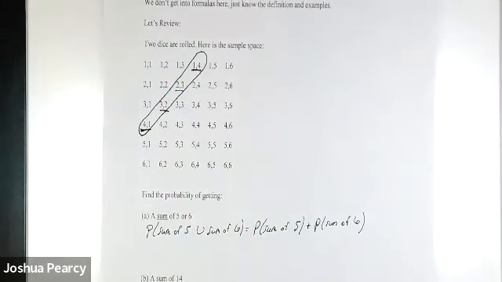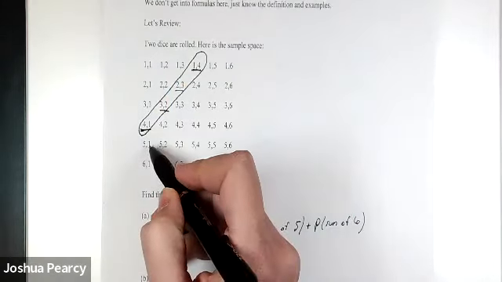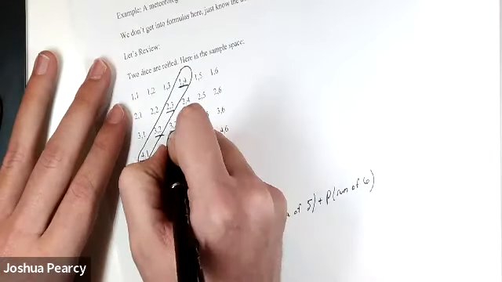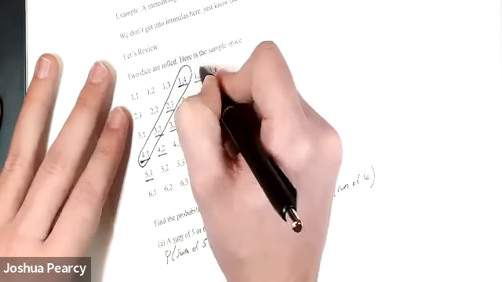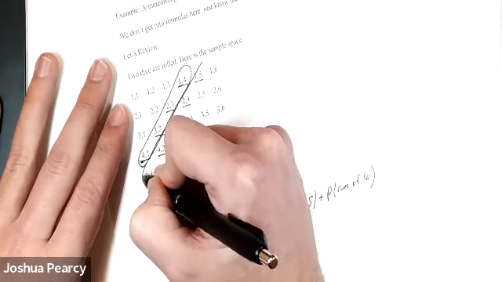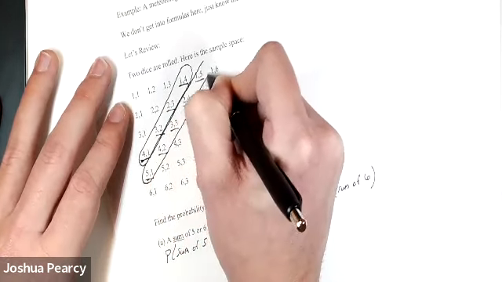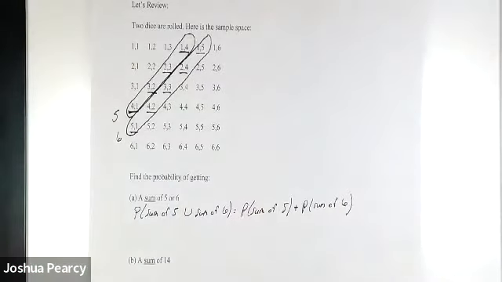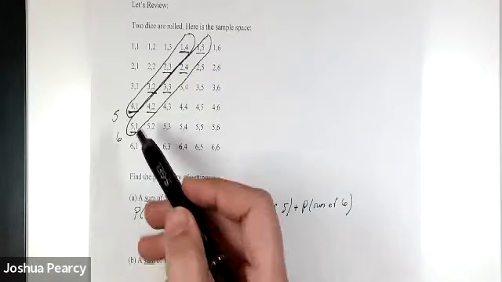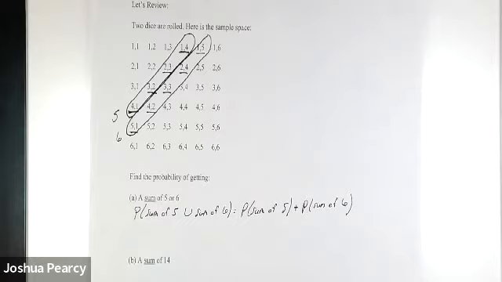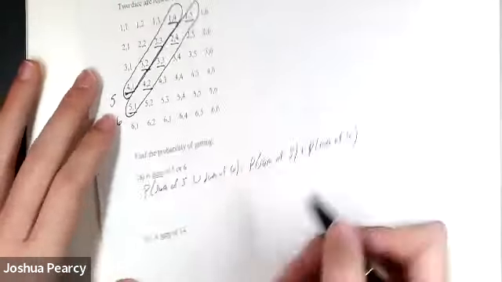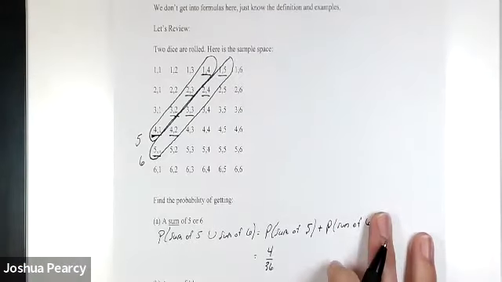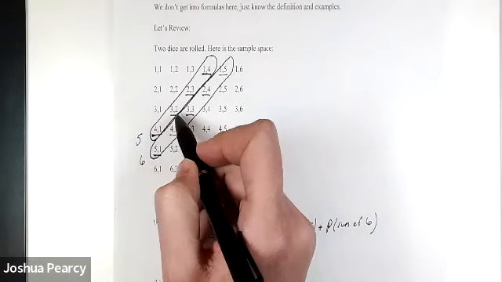Then I can do the same thing for 6. What's the first way I can get a 6? 5 and a 1, and then 4 and 2, 3 and 3, and then it's just flip them around. So then this diagonal here is the sum of 6, and this is the sum of 5. So how many ways can I get a 5 here? 4. How many total combinations are there? 36. So there's 36 possible combinations in the sample space and 4 ways I can get a sum of 5.